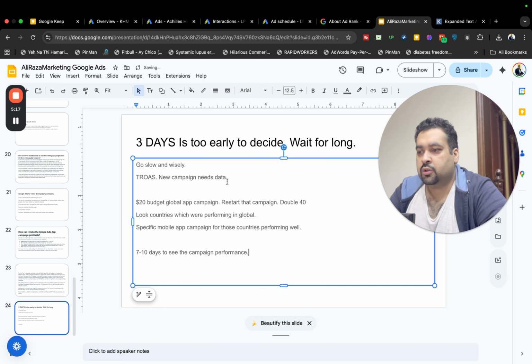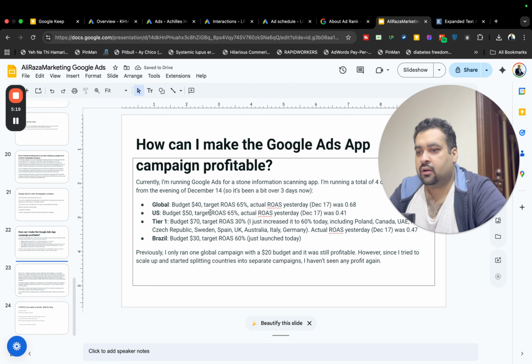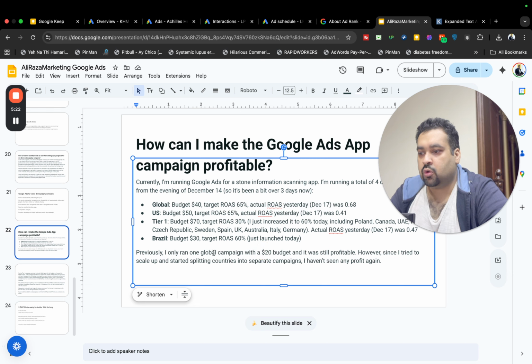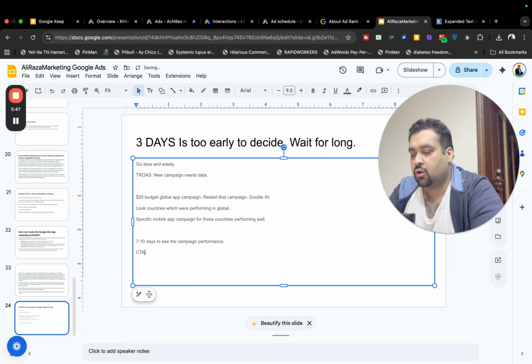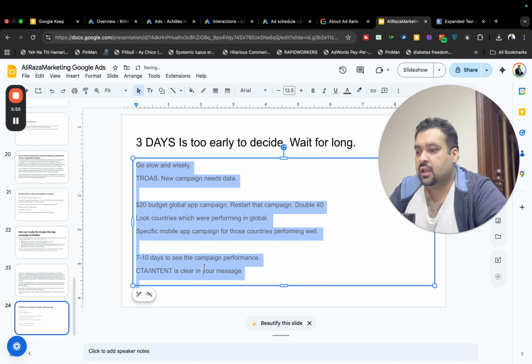So focus on new campaigns getting data, rather than starting with all of those campaigns. Your old global campaign which is working well, make it with a $40 budget. Run it for some time and get some data, and then we can optimize. Maybe the CTR you are saying is good, but maybe the intent is missing in your message. So it's also important that your CTA and intent are clear in your message.